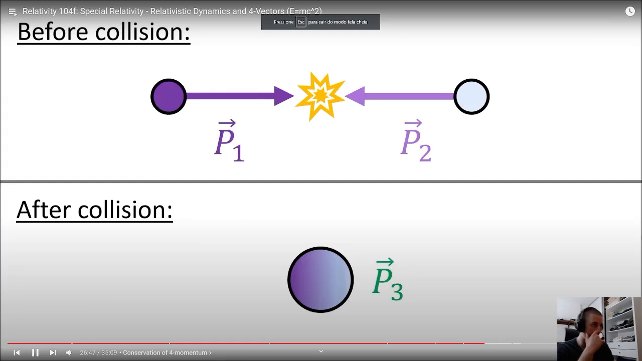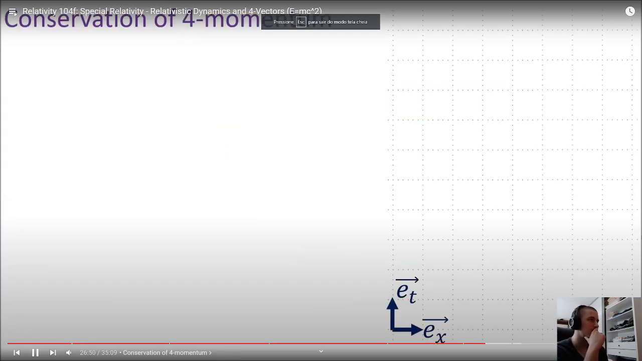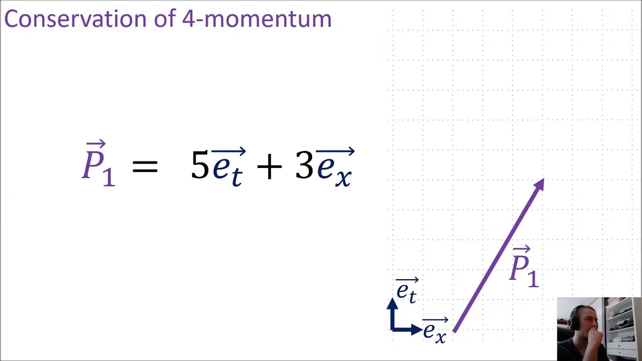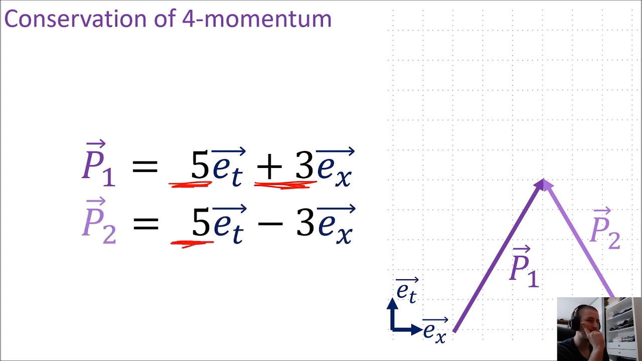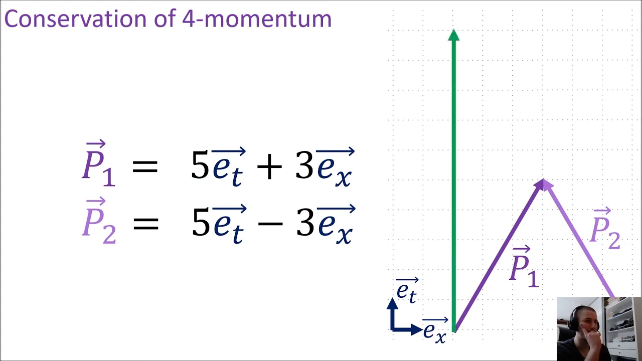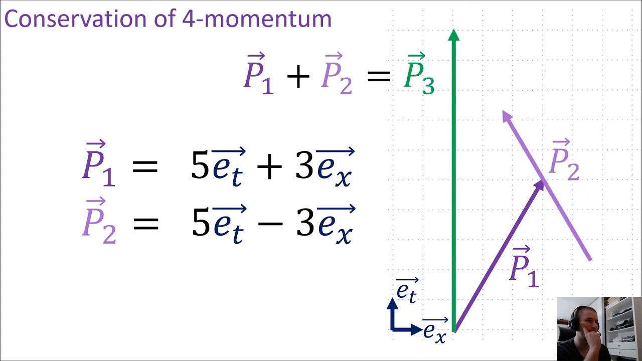After the collision, the objects will stick together. The first object has 4-momentum p1 with 5 energy units and plus 3 x-momentum units, moving to the right. The second object has 4-momentum p2 with 5 energy units and negative 3 momentum units, moving to the left. The resulting object after the collision must have 4-momentum p3 that equals p1 plus p2.